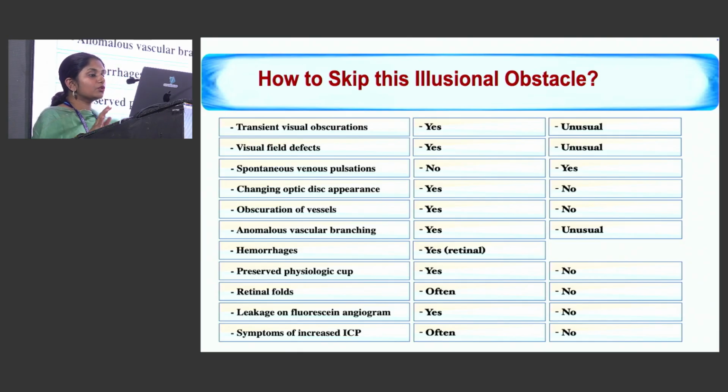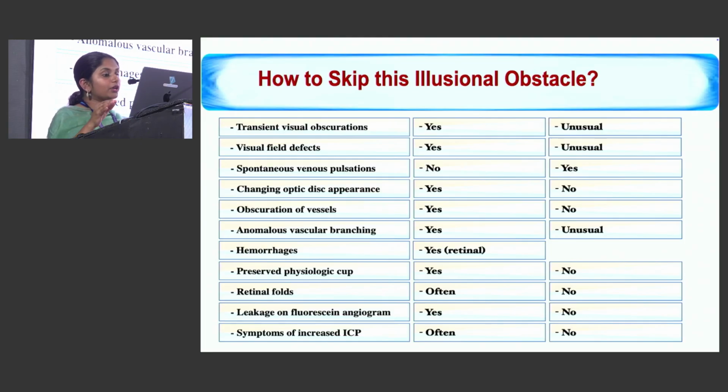How to skip this illusional obstacle? In papilledema, there will be transient visual obscurations and visual field defects, as madam told, ranging from enlargement of the blind spot to constriction of the visual fields. Spontaneous venous pulsations are absent. Optic disc appearance is dynamic. That means in papilledema, it will respond to treatment. Either it will worsen or it responds to treatment. There will be change in the structure of the optic disc.